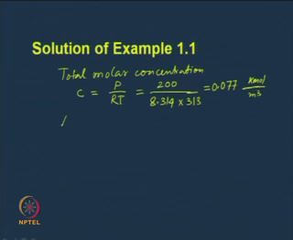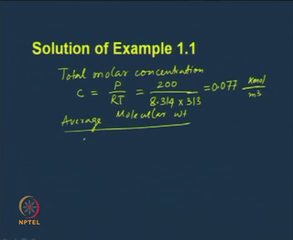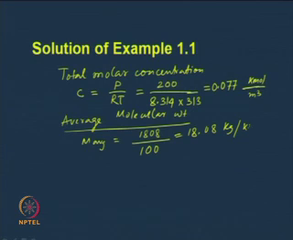Then we can calculate the average molecular weight. M average will be, the total mass is given as 1808 divided by 100, which is equal to 18.08 kg per kmol.